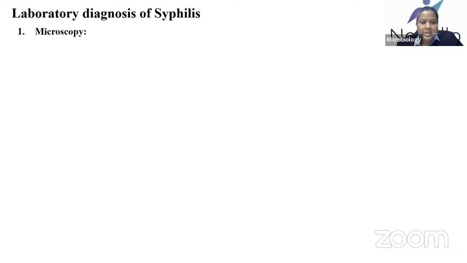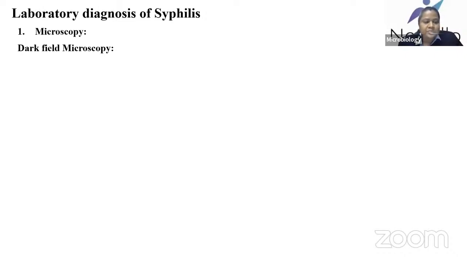Microscopy also plays a major role when the patient presents to you with the primary ulcer. In microscopy, as I have already mentioned, this particular organism is very thin and delicate, and the motility has to be demonstrated. It has to be seen under dark field microscopy. So what sample would you take? You take the secretions from the ulcer directly, put them on a slide, and it can be seen under the dark field microscope.